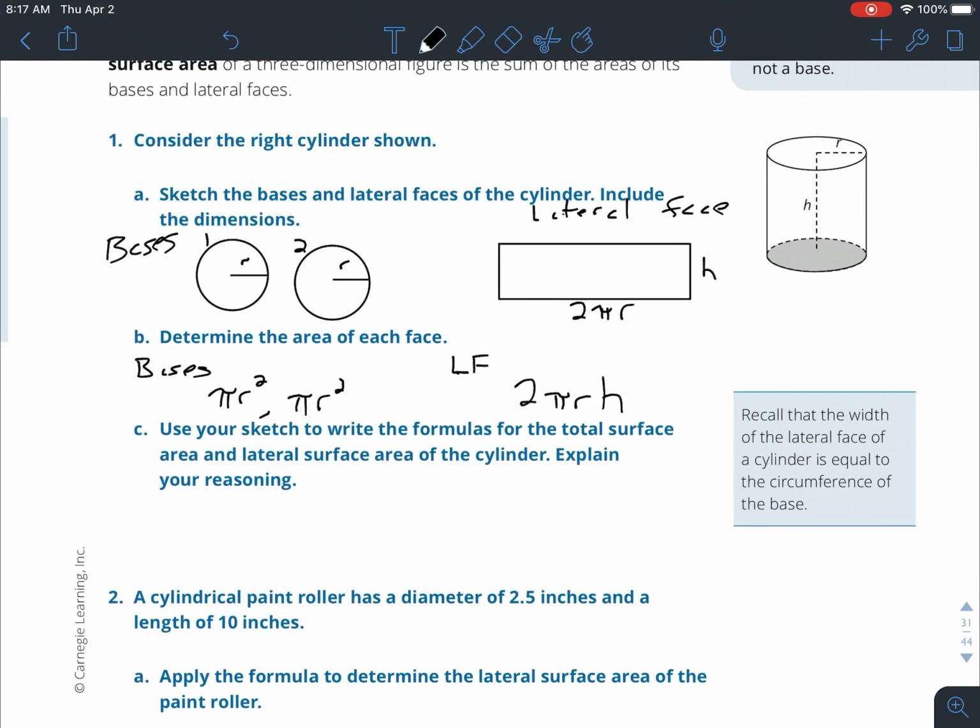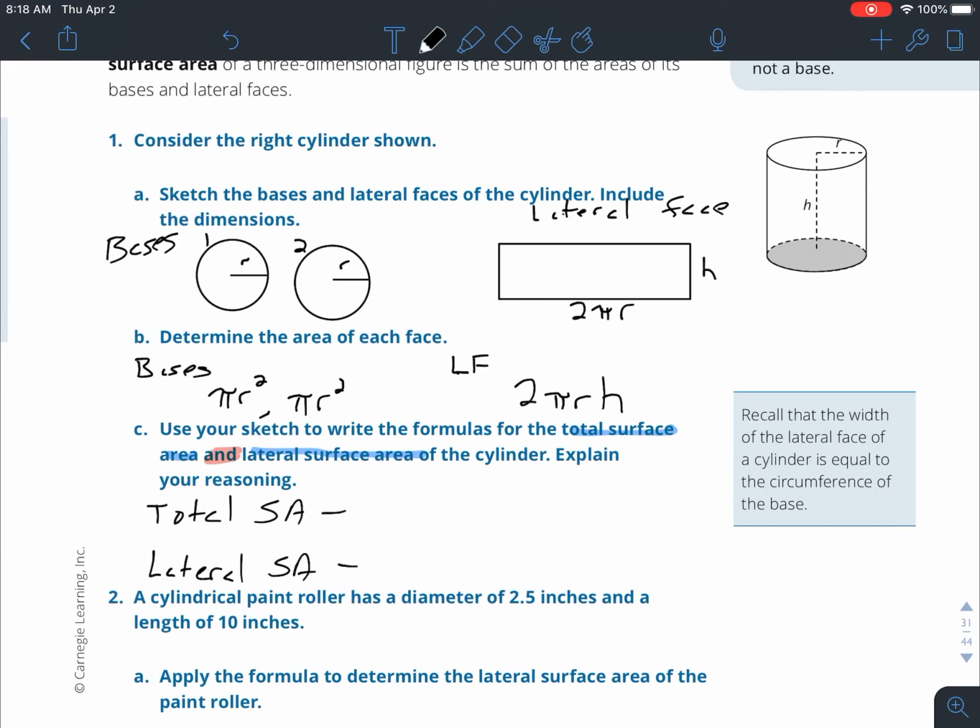Now, use your sketch to write the formulas for the total surface area and lateral surface area of the cylinder. Explain your reasoning. So total surface area. So I'm going to write total SA, and then lateral surface area, because we have to have the 2, they say. So once again, make sure when you read directions, they're telling us to have the total surface area and the lateral surface area. Keyword here is and. If you only do one of them, you will only get partial credit.